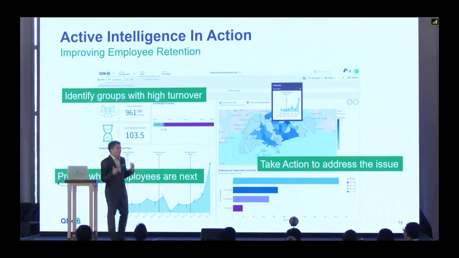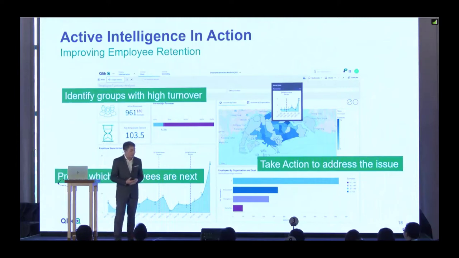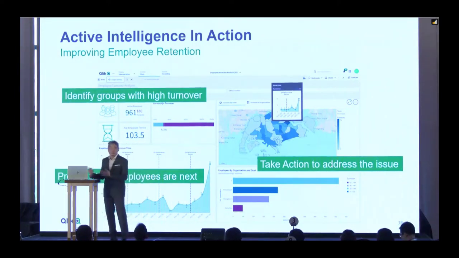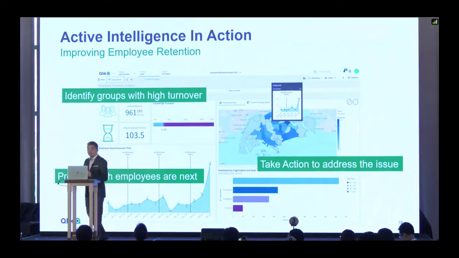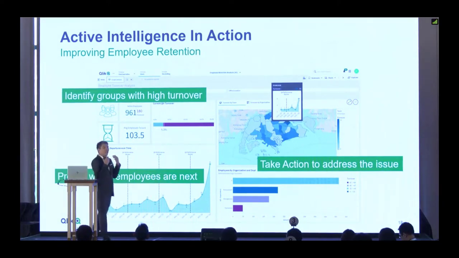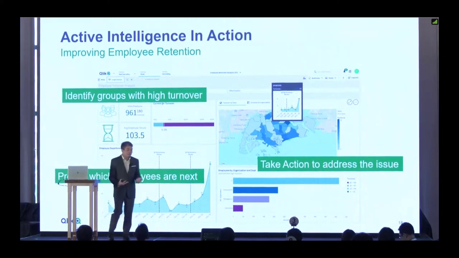So first, I want to identify the groups with high turnover. Next is to predict which of the existing employees will likely leave, based on an automated machine learning model that I've built into the system. So it helps me predict who is next. And last but not least is the action. I want to act on it. How do you bring action to address all these issues?